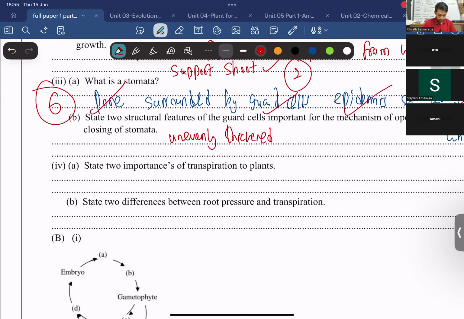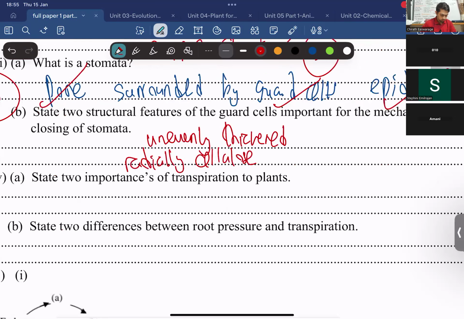Unevenly thickened cell walls. Then cellulose. Okay, you can say radially arranged cellulose microfibers. So for those, I'll give 2 marks. Unevenly thickened cell walls of guard cells and radially arranged cellulose microfibers. Okay. Any questions?